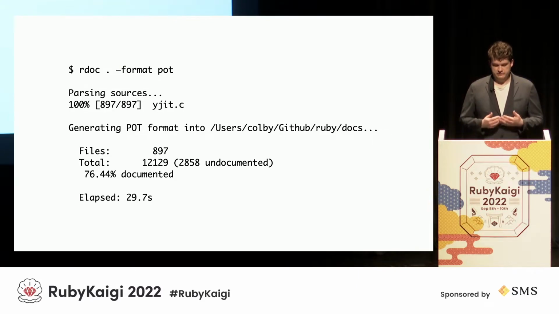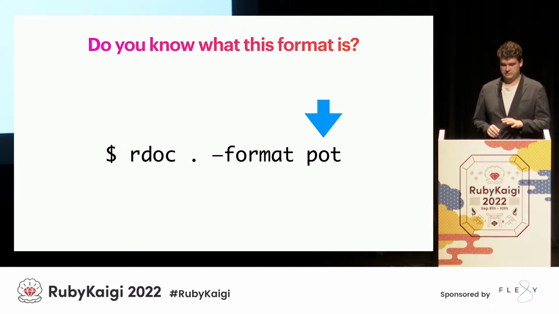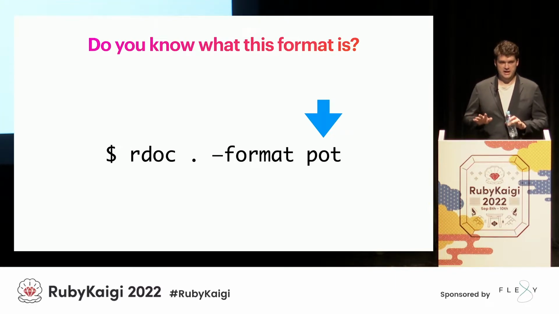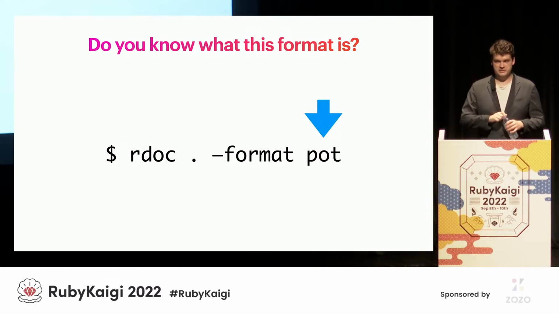RDoc also supports different formats. If you want to have output that was something different from HTML, you can easily define your own format. I have a fun question I want to ask the audience. Does anyone know what the POT format outputs? This format is part of RDoc. It's there today in the latest version of Ruby 3. I'll give you 10 seconds to think about it.